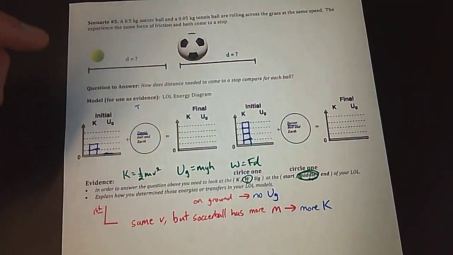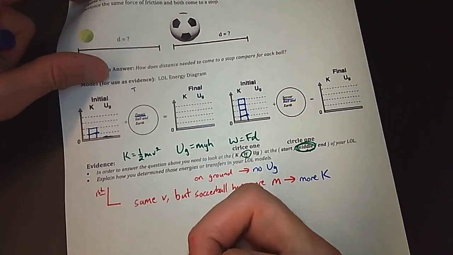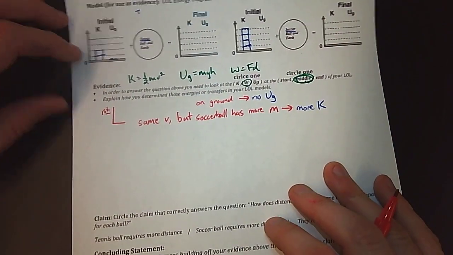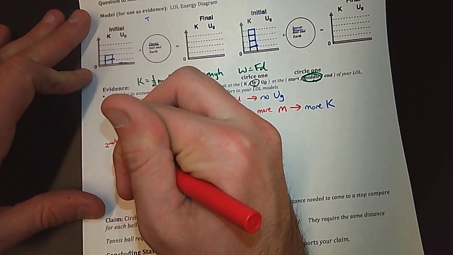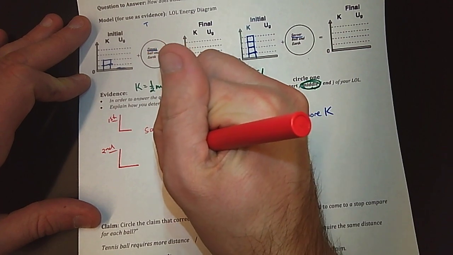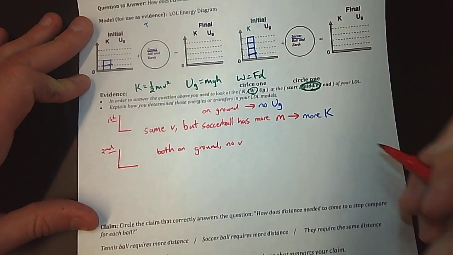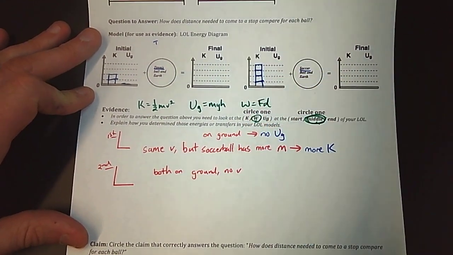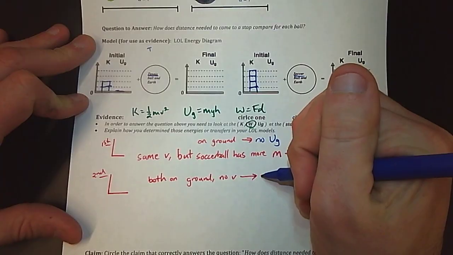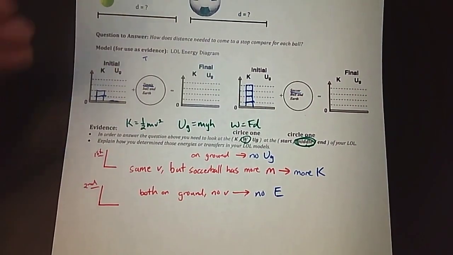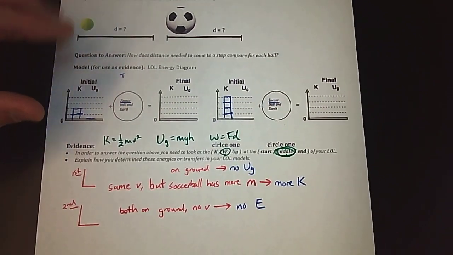All right. So remember, I need to look at work, which means that I can't just go straight to the next O. I kind of have to look at what's going on after this. So let's see, the second L, both on ground, no velocity. So there's no energy at all. I could say no K, no UG. I could also just say no energy, right? So that's it, nothing. I don't draw anything else.